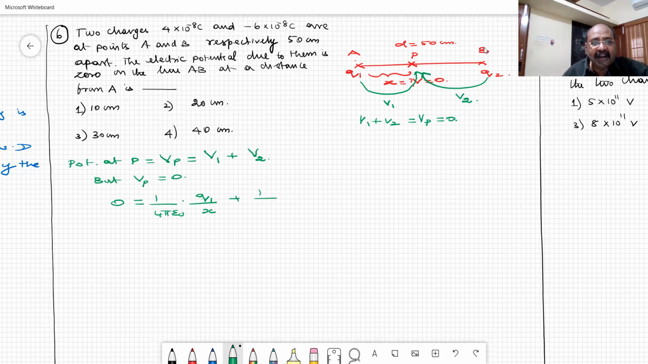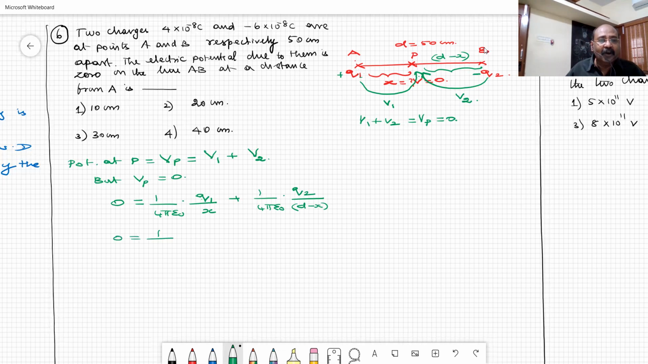Plus again 1 divided by 4 pi epsilon 0 into Q2 divided by the remaining distance. What is this remaining distance? This remaining distance is d minus x. So I am writing this as d minus x. See, when I am considering Q1 and Q2, Q1 is given as positive value and Q2 is negative. Potential of a positive charge is positive potential and potential of a negative charge is negative potential.